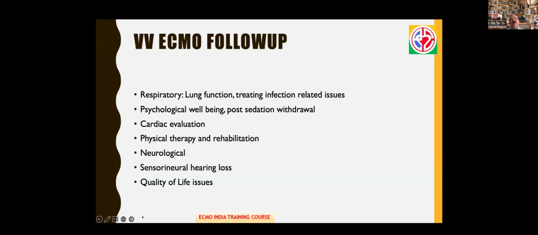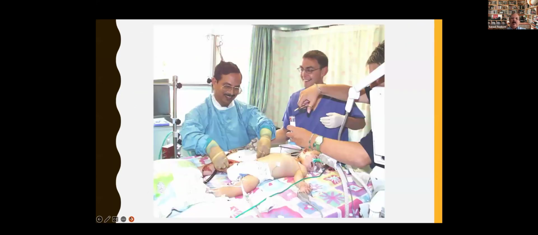Respiratory wise, lung function follow-up, treating infection-related issues, psychological well-being of the patient as they were on multiple sedative agents for prolonged period of time, cardiac evaluation, physical therapy rehabilitation, neurological, sensory neural hearing loss, quality of life issues. They have been documented in patients who have been on VV ECMO. So in the follow-up clinic, all these factors should be addressed.